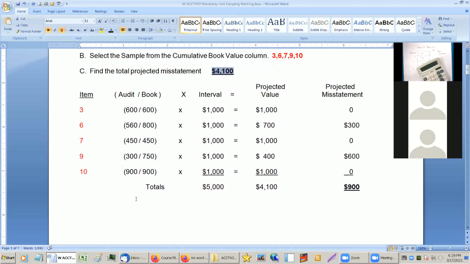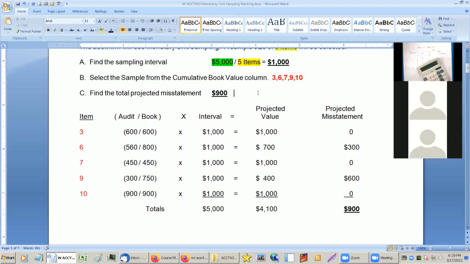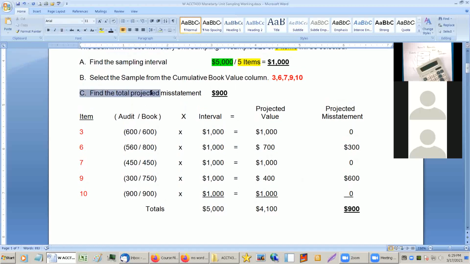I'm kind of confused. It's because it says total projected misstatement, and I thought it was the 900 for item C. No, you're right. You're absolutely right. Thank you. Yeah, the projected misstatement is 900. I put the projected book value on there. I was looking at this and thinking, man, why didn't I put the projected? And it is.